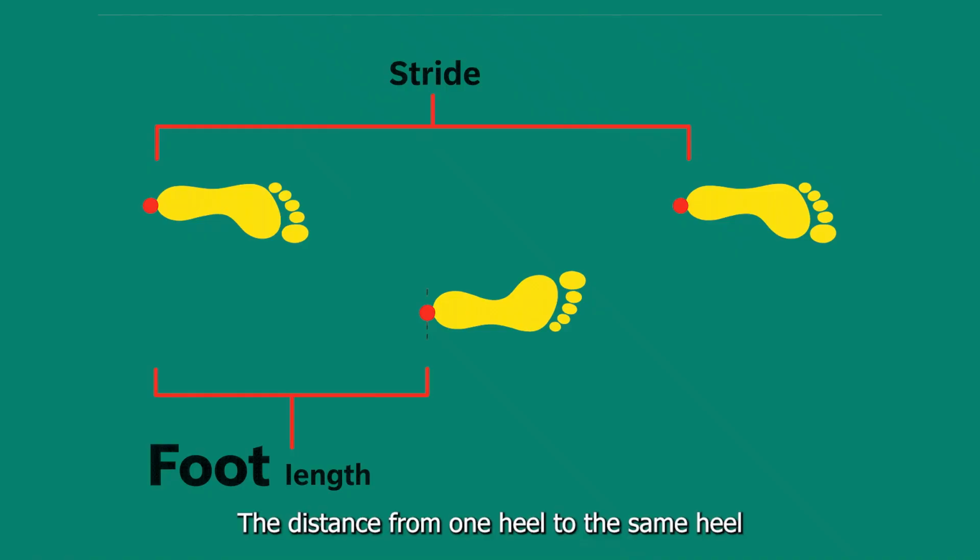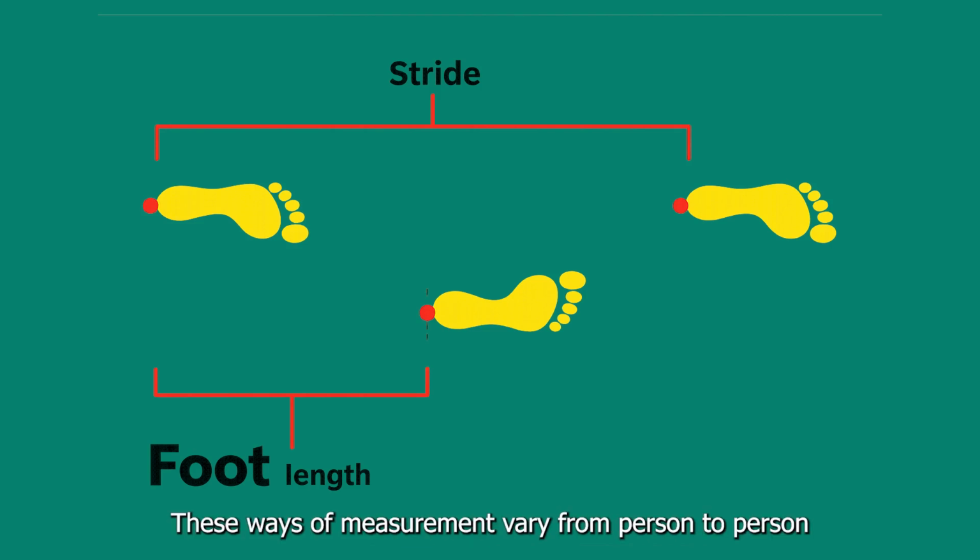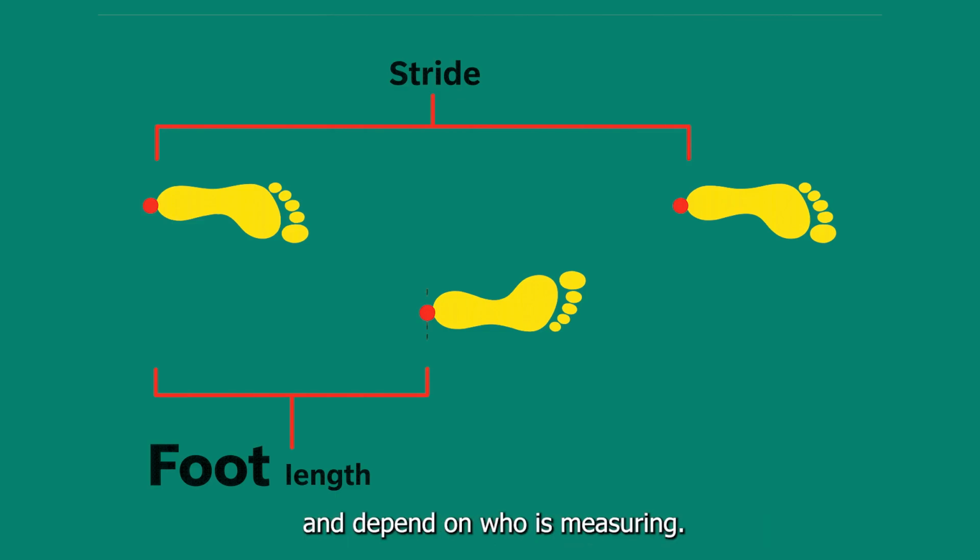Strides and foot length. The distance from one heel to the same heel while walking is called a stride. However, the distance from one heel to the other heel while walking is called foot length. These ways of measurement vary from person to person and depend on who is measuring.